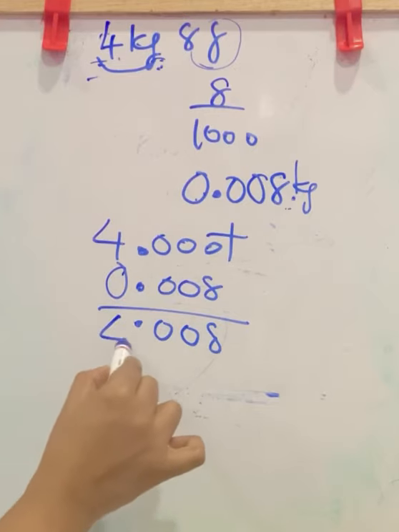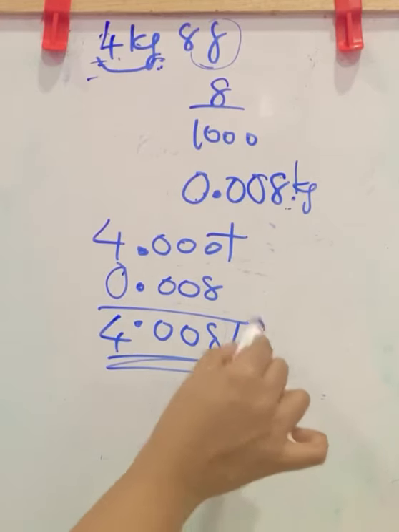800.4 plus 0 is 4. 4.008 kilogram is the answer.